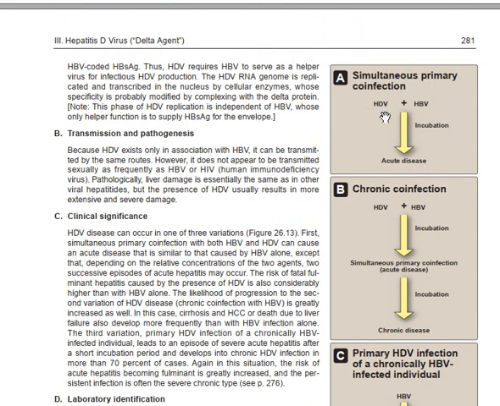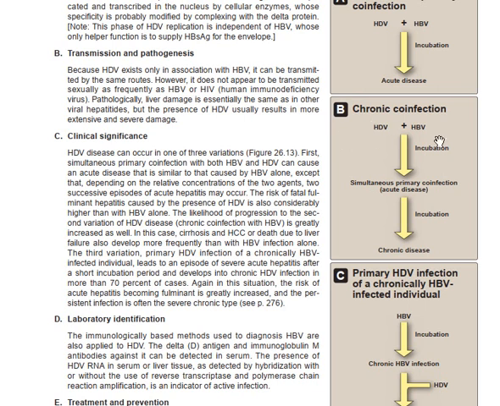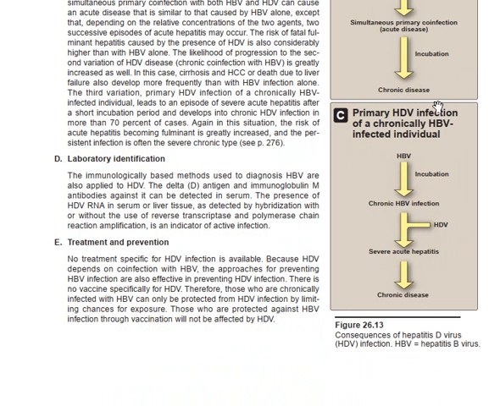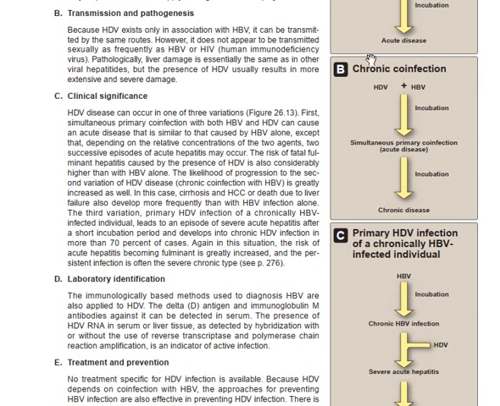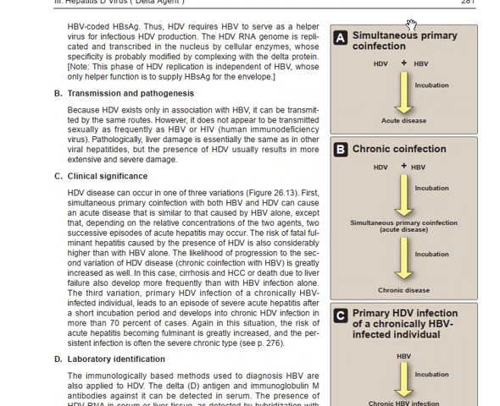If you have simultaneous primary infection with hepatitis D and hepatitis B, after the incubation period you have an acute disease. In chronic co-infection, it means you have hepatitis B and hepatitis D chronically and simultaneously, and you're going to have a chronic disease. So in primary co-infection, where you have hepatitis B and hepatitis D at the same time, you are going to have an acute disease after the incubation period.